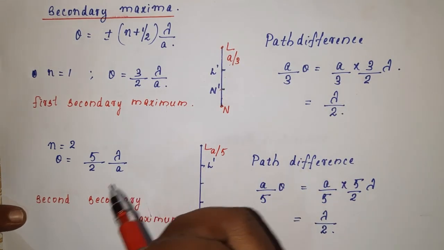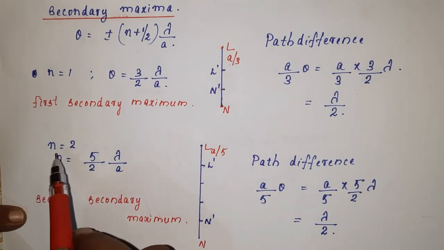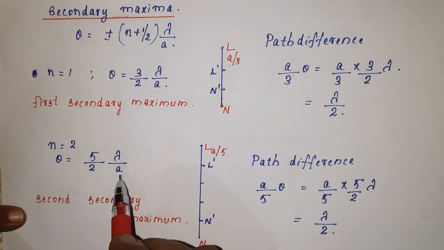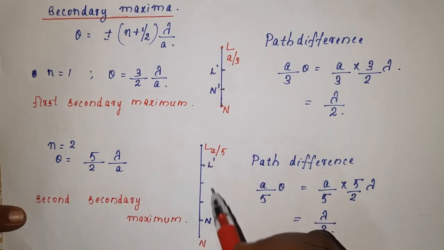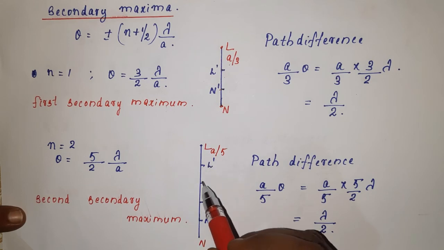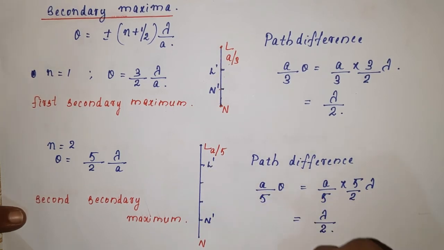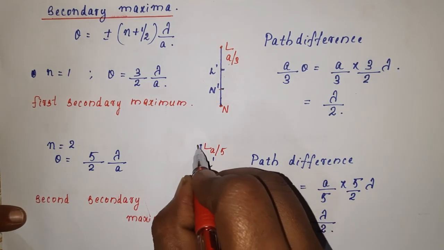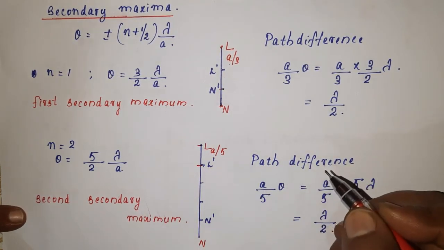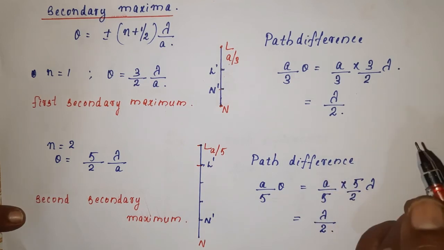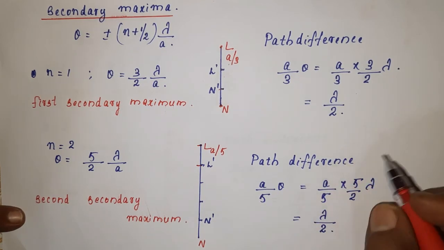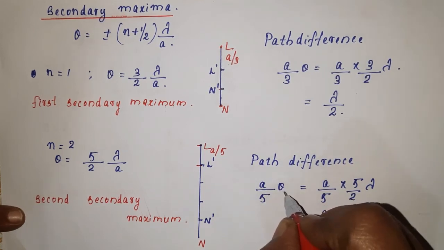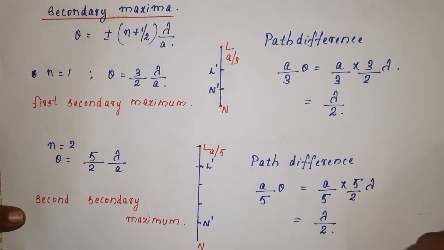Now coming to the second secondary maximum. It is observed at n equal to 2. So theta we will have 5 by 2 lambda by a. So we will assume the slit to be divided into 5 equal parts. So each part has a width a by 5. Now if we consider two waves starting from L and L dash, when they reach a far distant point P, the path difference between the two waves will be a by 5 into theta, that is lambda by 2.